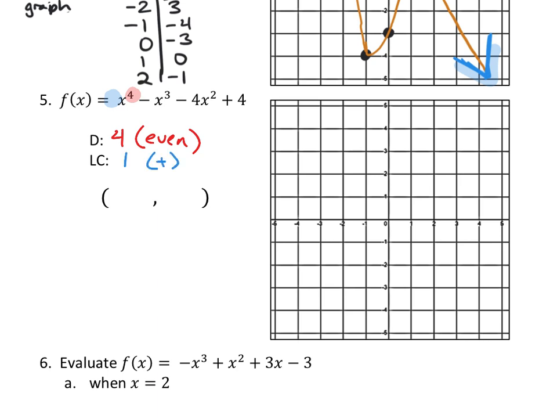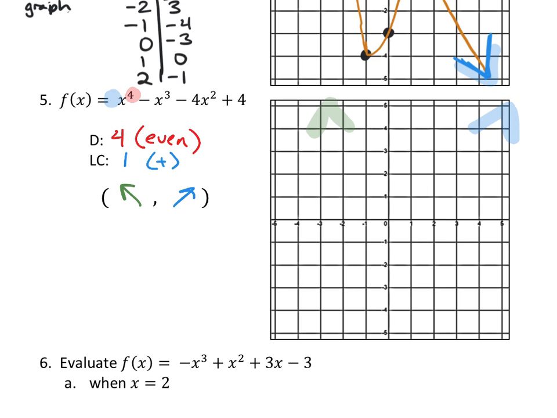For even positive, which directions should the arrows be going? Both up. Very good, because even means they both go the same direction. Up means up. Cool, so I have my end behavior arrows that I can already draw for this graph. We'll go ahead and draw them in because that's our starting and our ending point for this graph.